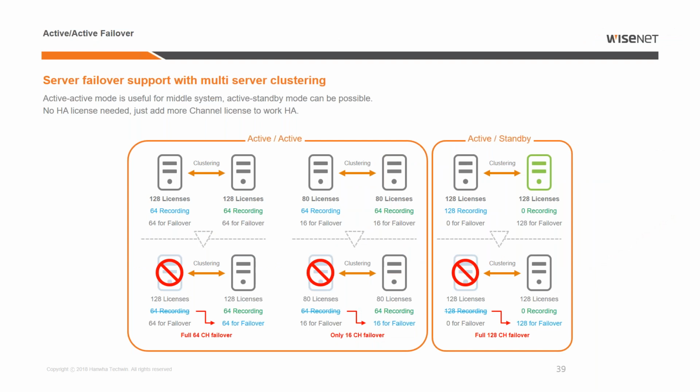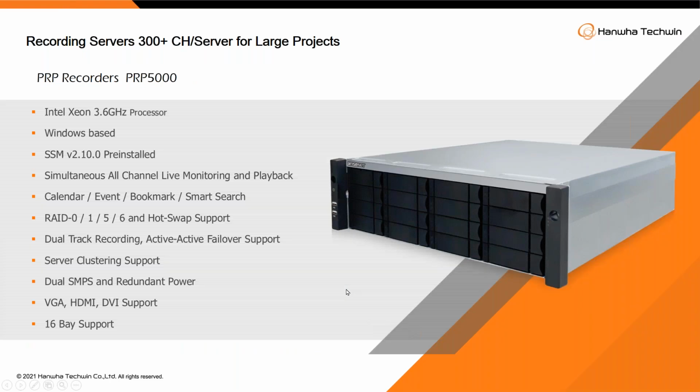Let me go back. PRP, PRO, these are recorders which we supply with the built-in VMS to manage 100 cameras, 300 cameras, depending on the model number. And you can use it as per your project requirement. Now, what is the benefit here when you buy this? It is already tested.